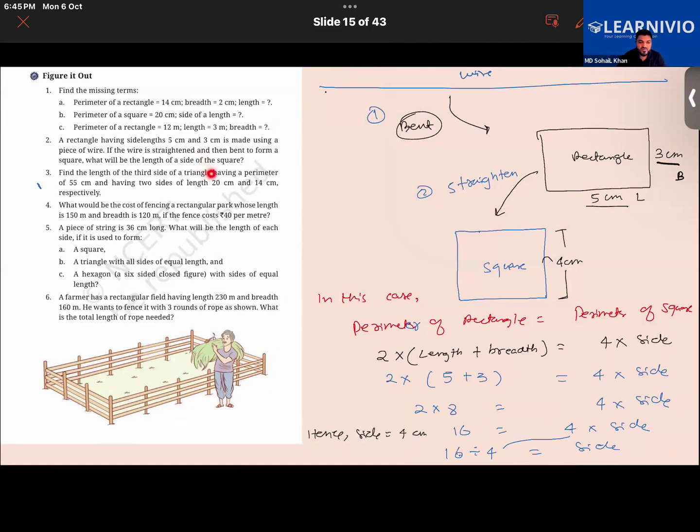By the way, Yusuf, I did not get any update from your side. Like this chapter, perimeter and area, has it been done in your school or not? No. Okay. And it has also not been done in your school, Sai, as you told me earlier.